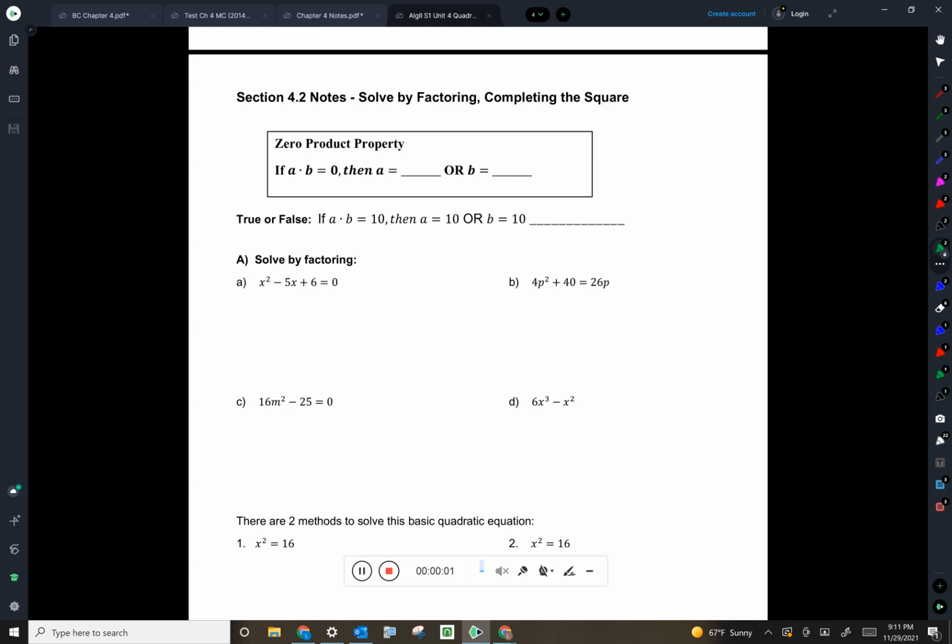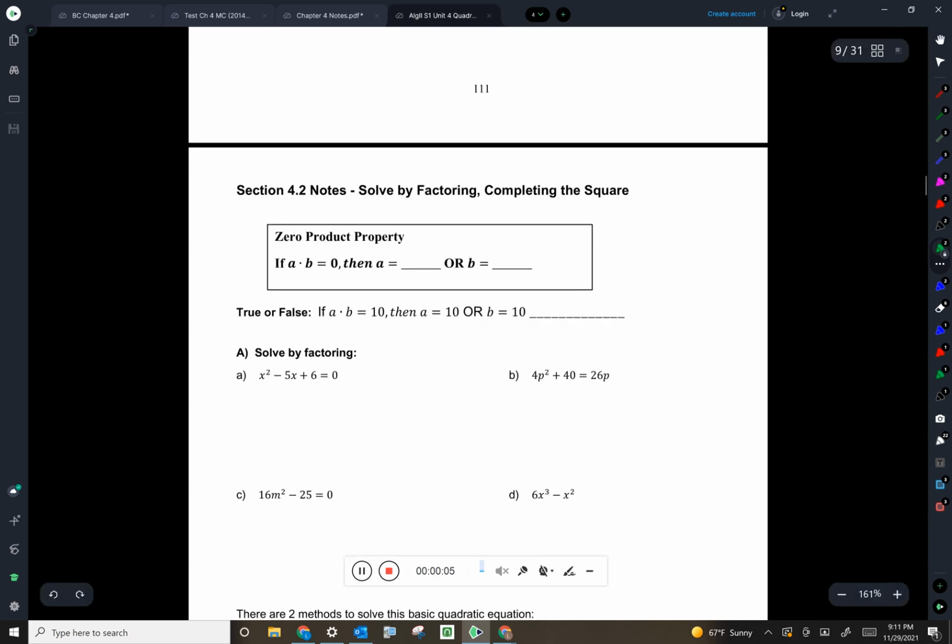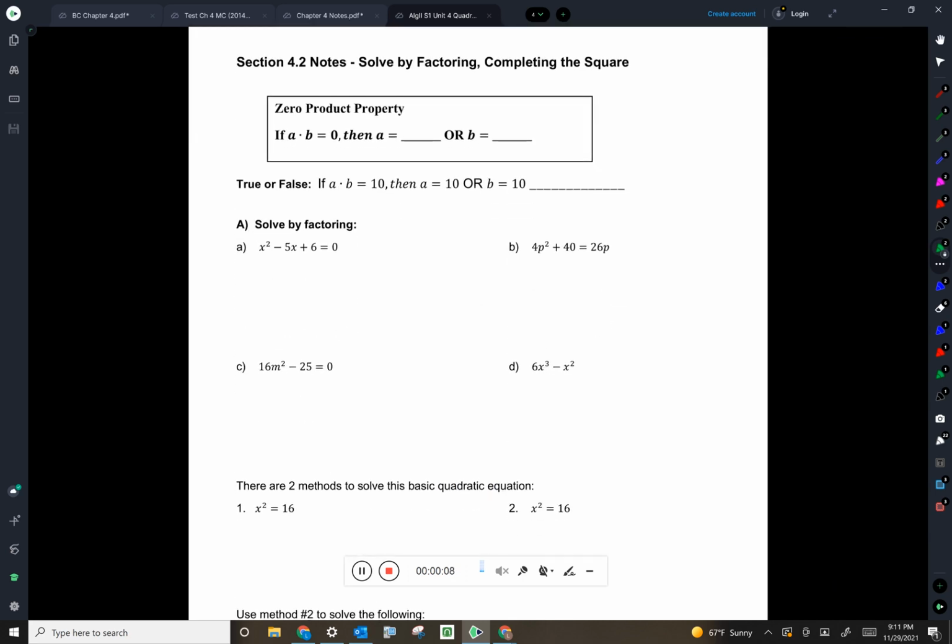Okay, this is going to be part one of the section 4.2 notes, and those notes start on page 112. First of all, we're going to talk about something called the zero product property. Now, you know the concept, you just don't know it as having a formal name.